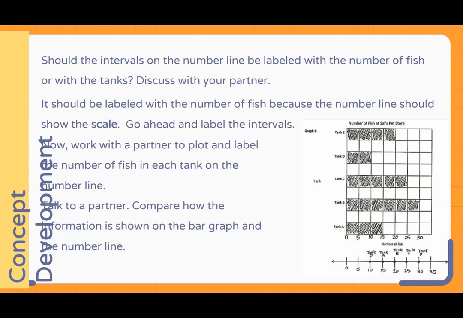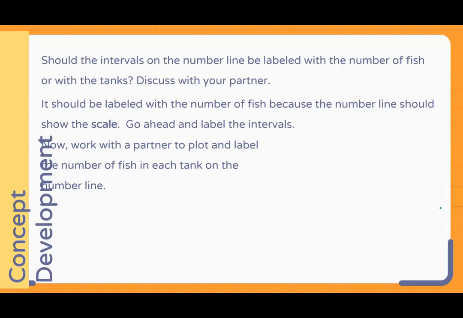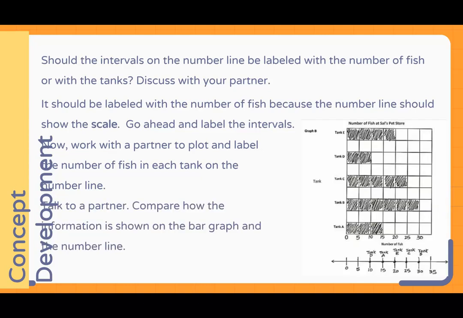Okay, here we have tank A has 15. So all they did was make their number line and label each one 5 because we're counting by fives. Okay, and actually don't do this in your journal. It's fine, just watch. Sorry.